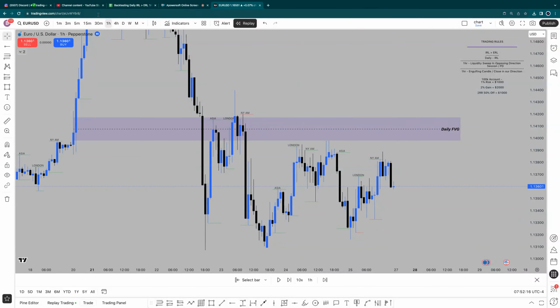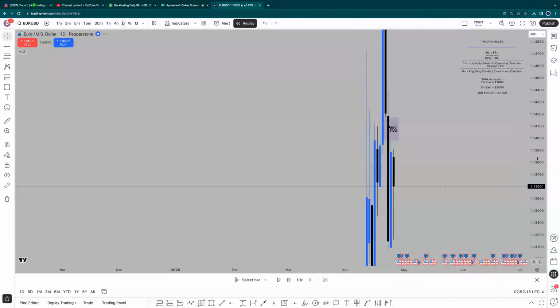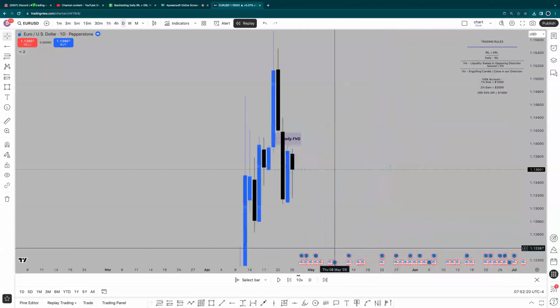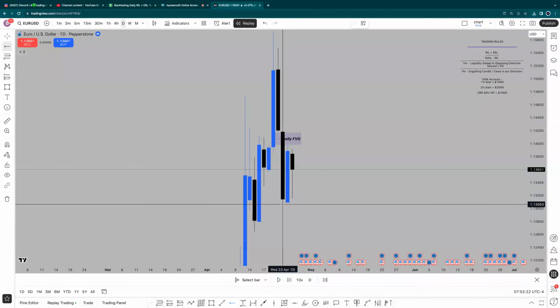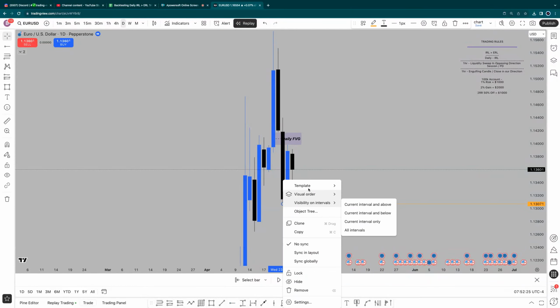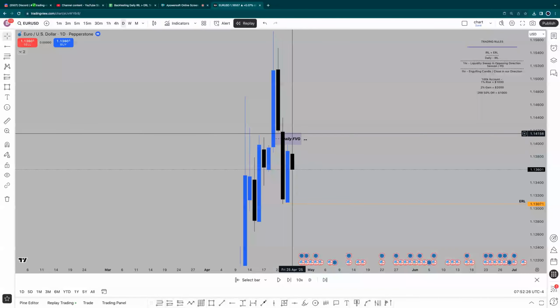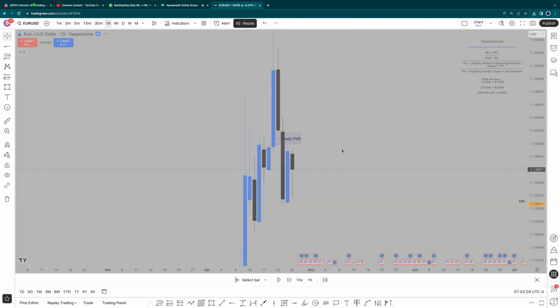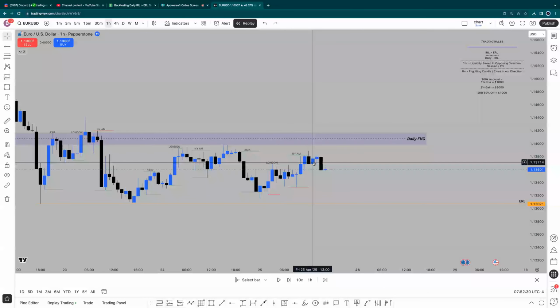New York, does it create a new fair value gap? No, still got that intact. So the daily external is still there, so the trade's still valid. Internal has not been tagged yet. Potentially could be. We're on a Friday, so the new week's going to open.